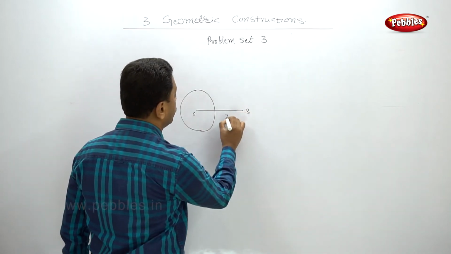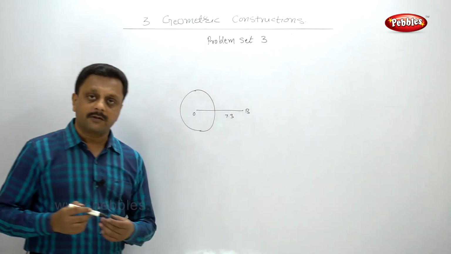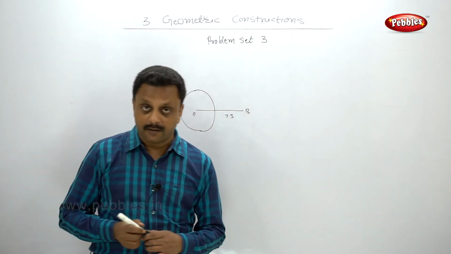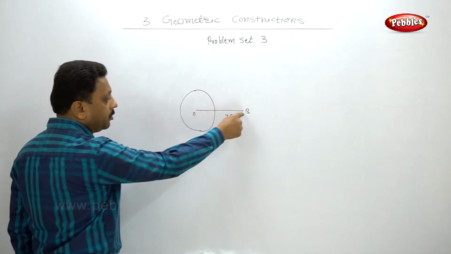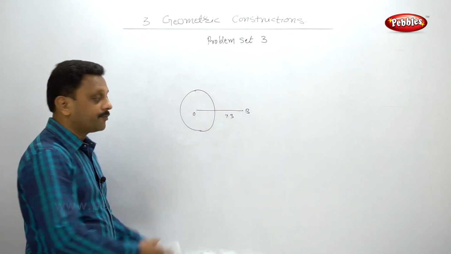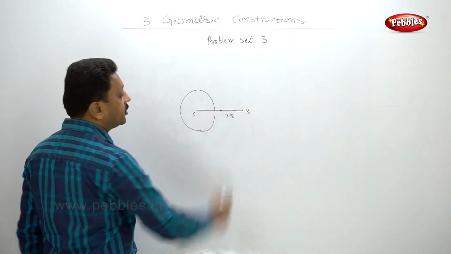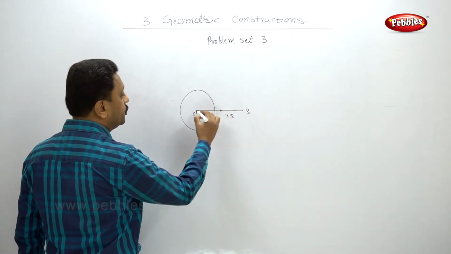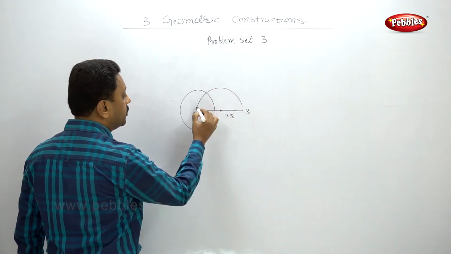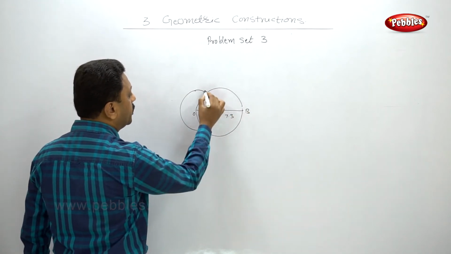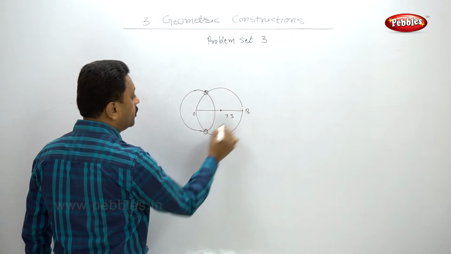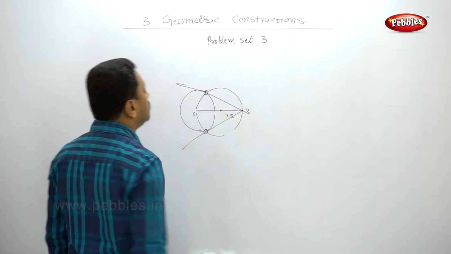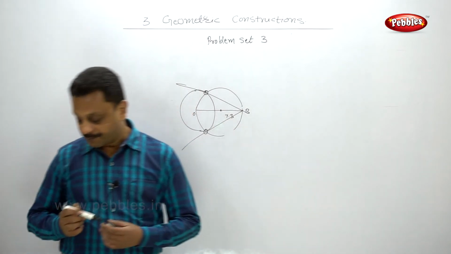So how will you solve this? An inscribed angle in a semicircle is a right angle. So you have to draw the perpendicular bisector of OB, and that gives the center of the bigger circle. With this as center, draw a bigger circle, and the points of intersection, this point and this point, we connect these two points, and these are your tangents.